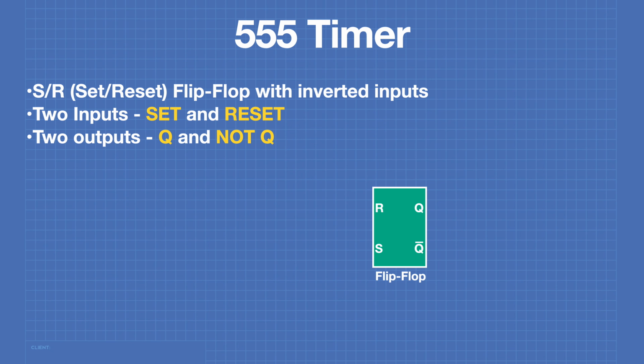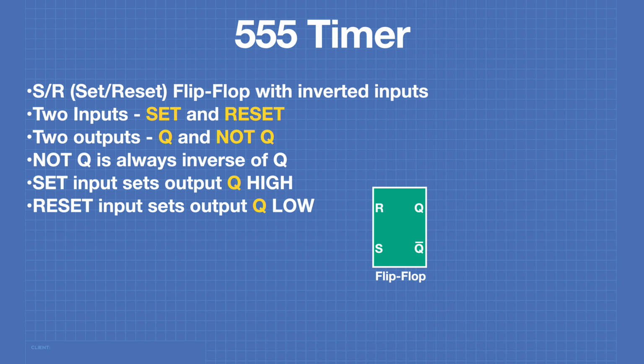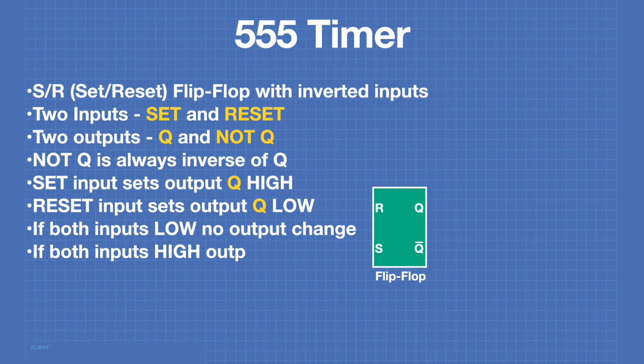Not Q is signified with the letter Q with a line on top of it. Not Q is always the inverse of Q, so if Q is high, not Q is low, and if Q is low, not Q would be high. The set input will set the output of Q high. The reset input will set Q's output low. If both inputs are low, then there is no output change. Having both inputs high is an invalid state and will cause a questionable output on Q.